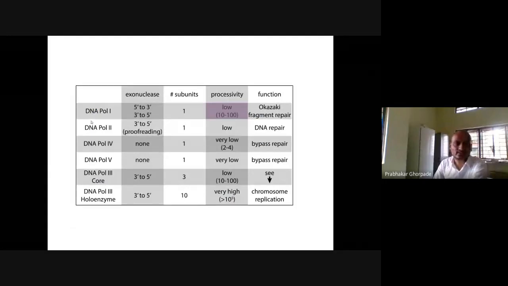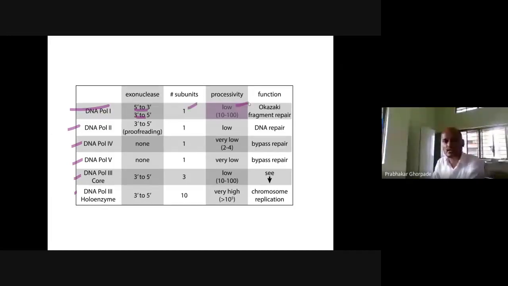So whenever we say DNA polymerase, DNA has different polymerase subtypes: DNA polymerase 1, DNA polymerase 2, DNA polymerase 4, DNA polymerase 5, DNA polymerase 3 core enzyme, DNA polymerase 3 holoenzyme. So polymerase 1 has both 5' to 3' exonuclease as well as 3' to 5' exonuclease activity. It is only one subunit.